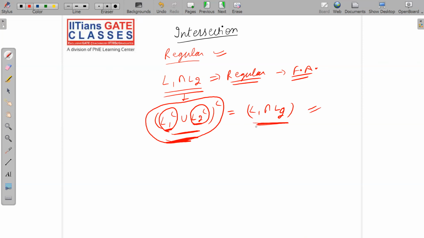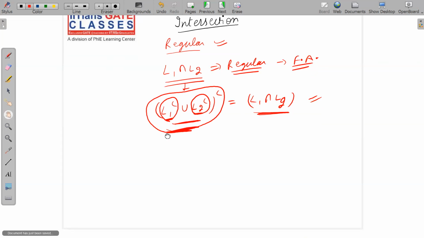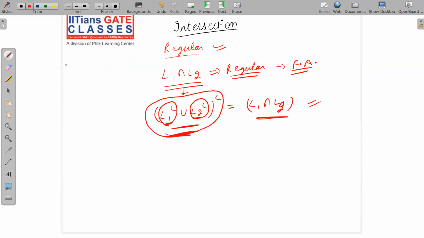If you are not able to follow, please rewind the video and watch it again. I'm not going to repeat it again and again. This is not important. I'm just showing you that in intersection, regular languages are closed. What about CFL? You may think that CFLs are also closed under intersection, but no, this is not the case.